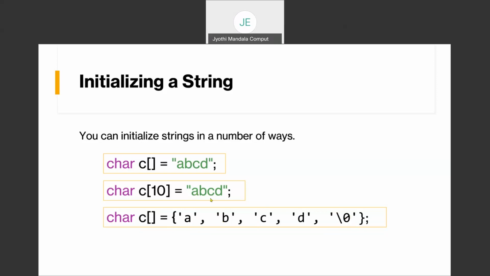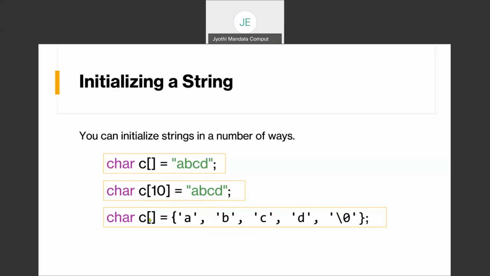But if you are mentioning a string directly, no need to put the \0. Observe the difference. If you are mentioning individual characters, then it is your responsibility to tell that the last character is the \0. But if you are mentioning the string directly like this, no need to tell the compiler. It will understand and put \0 in the last location. And whenever you are mentioning like this, you need to put the curly braces, the same way you have declared your integer array.